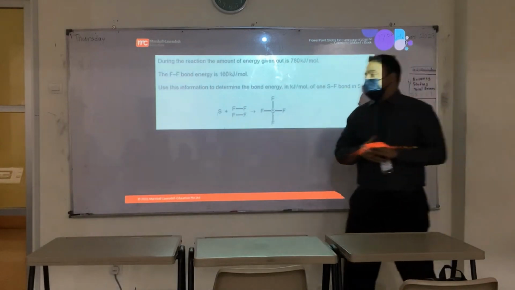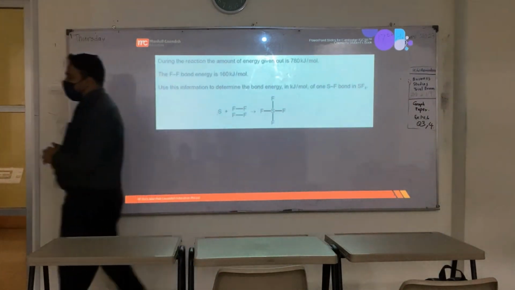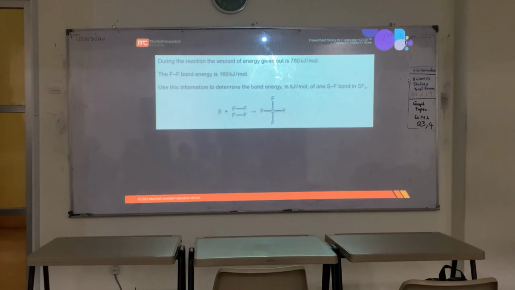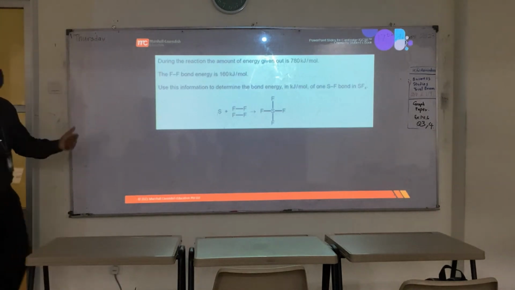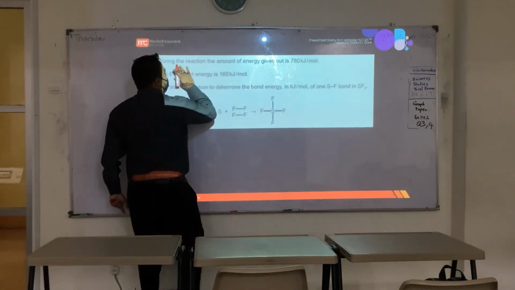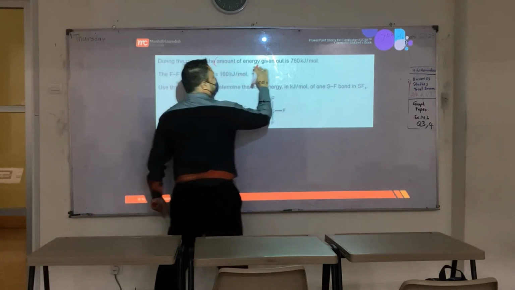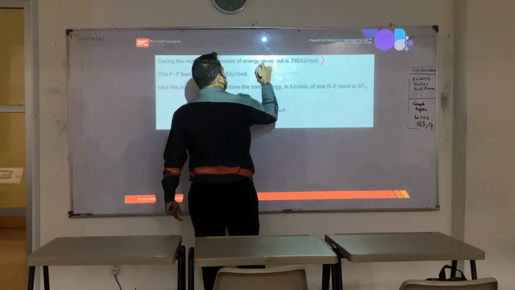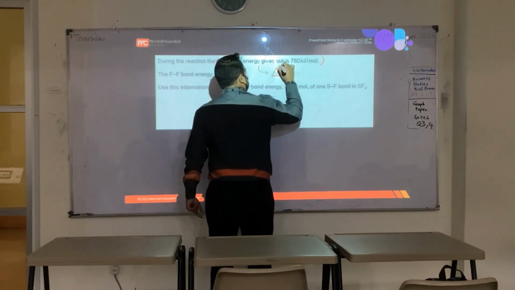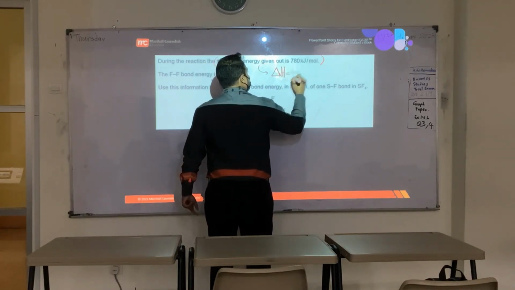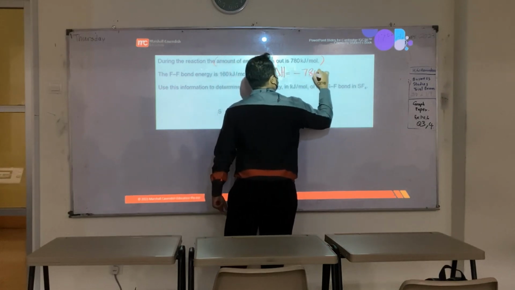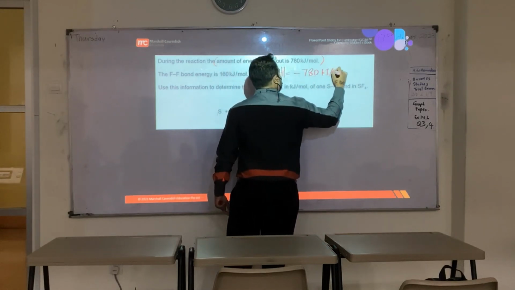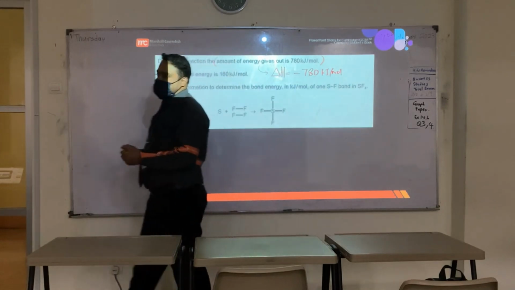Okay, I'll give you a tip, because without this tip you may not be able to solve this question. When you read this question, the crucial part is: during the reaction the amount of energy given out is 780 kilojoule. You know what this statement means? This statement is simply telling you that delta H is negative 780 kilojoule per mole. That's what that statement tells you.